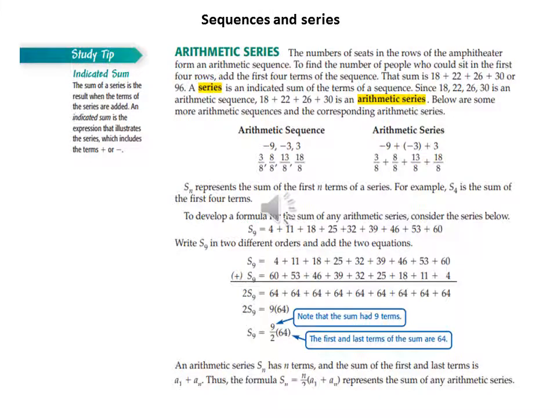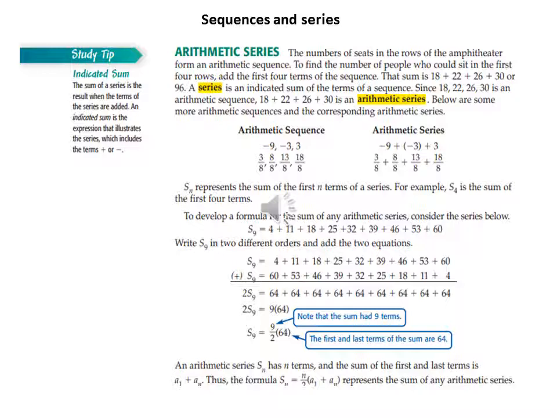What is the meaning of Arithmetic Series? This is a continuation of the last lecture, sequence and series. Arithmetic Series: the numbers of seats in the rows in the amphitheater form an arithmetic sequence. To find the number of people who could sit in the first 4 rows, add the first 4 terms of the sequence. The sum is 18 plus 22 plus 26 plus 30, or 96.